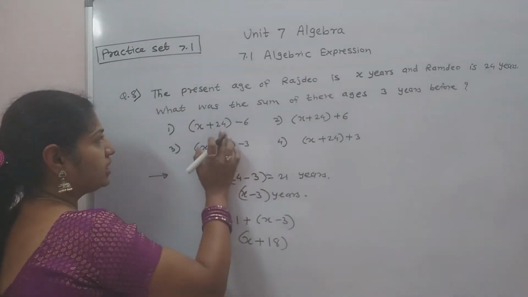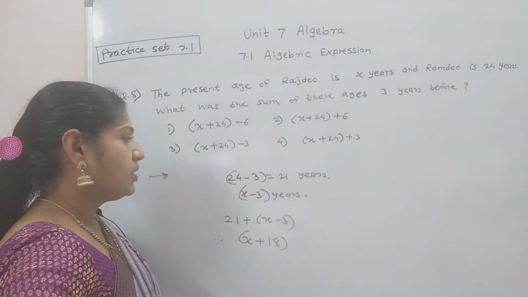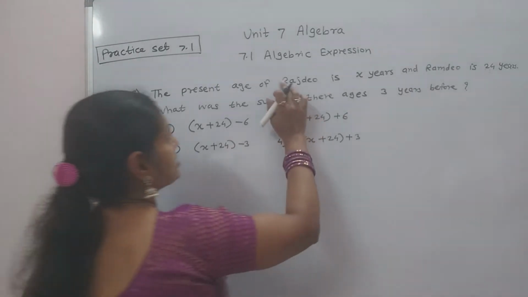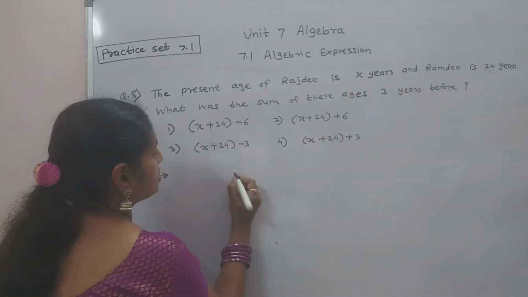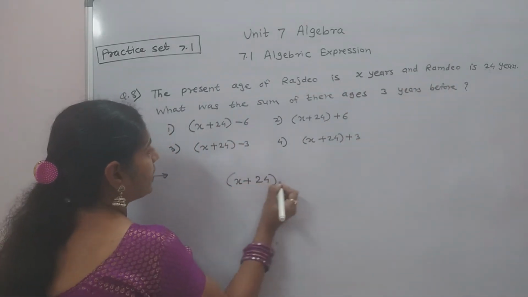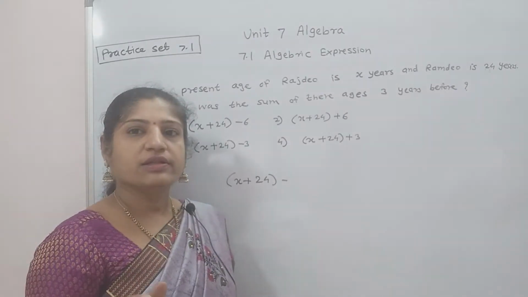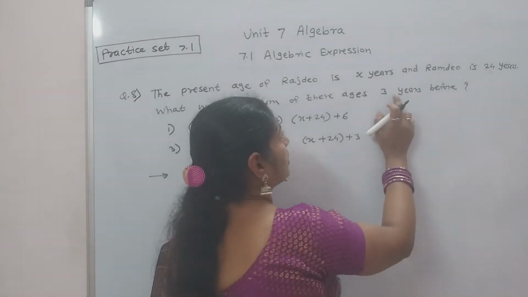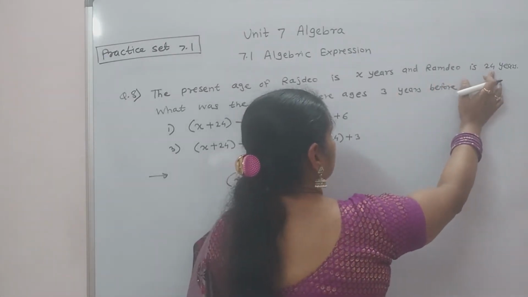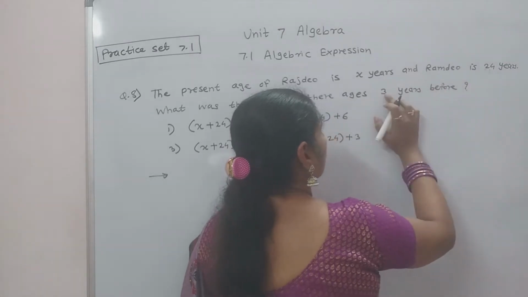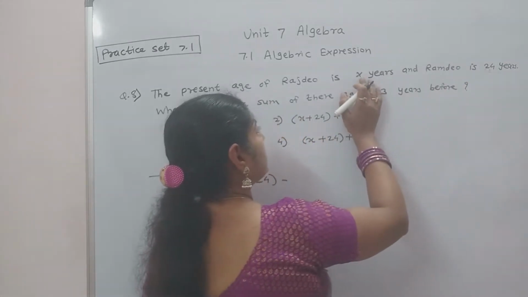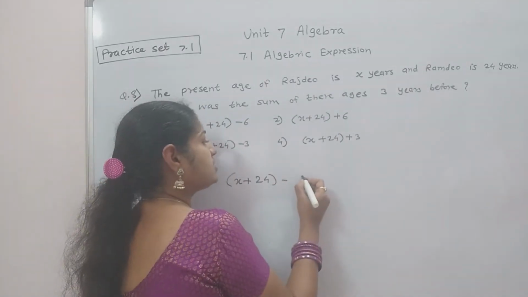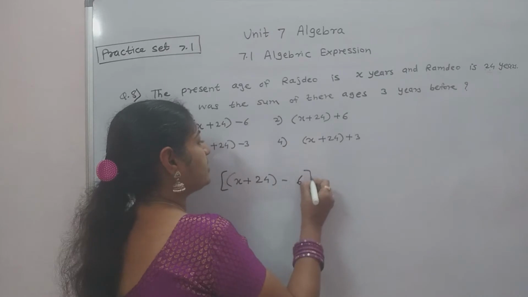But the options are in a different form. So I write the sum of the present ages of these two, Rajdev's age and Ramdev's age, x plus 24. Now their ages are reduced by 3 years before. Ramdev is 3 years less than today's age, and Rajdev's age is also 3 years less, so 3 plus 3 is 6. The sum is reduced by 6.